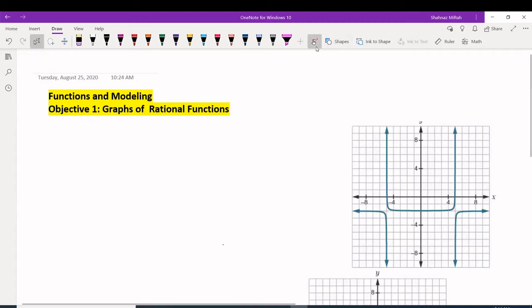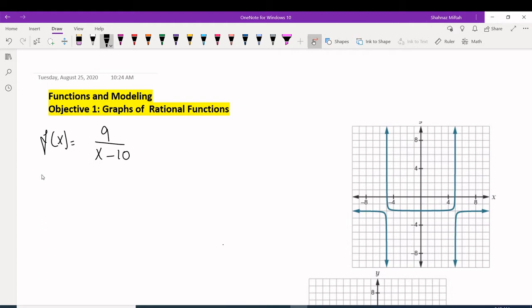In this video, I'm going to explain functions in modeling, and the first objective in this unit is graphs of rational functions. Now, for graphs of rational functions, I'm going to start with one example and then we find everything we need to know about the rational functions. For example, I have a function f of x equals 9 over x minus 10.